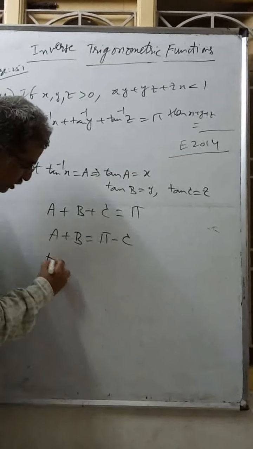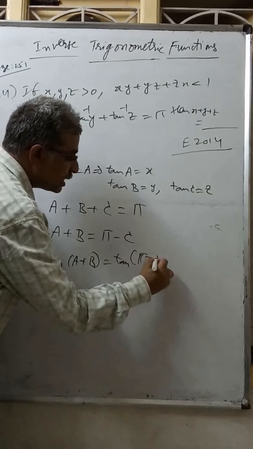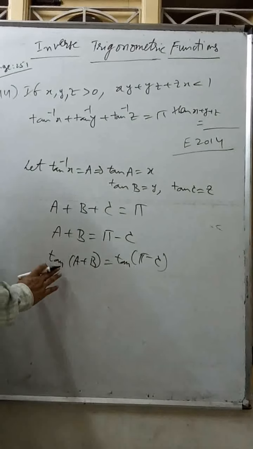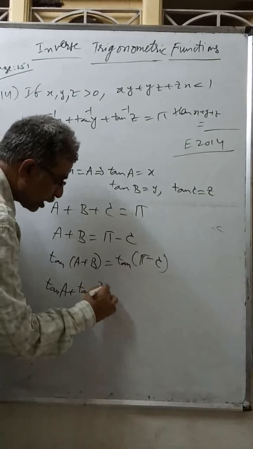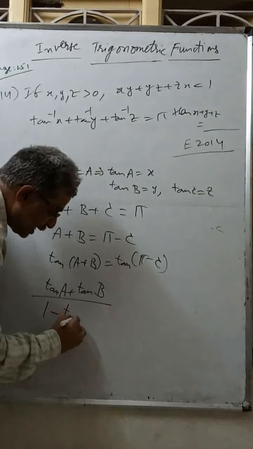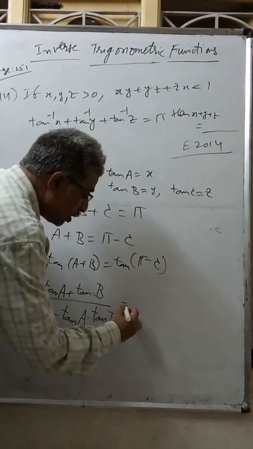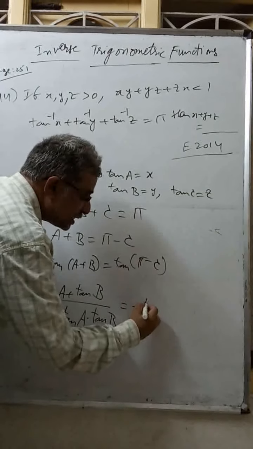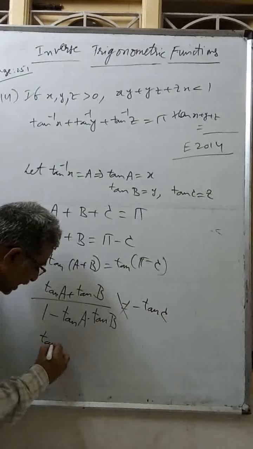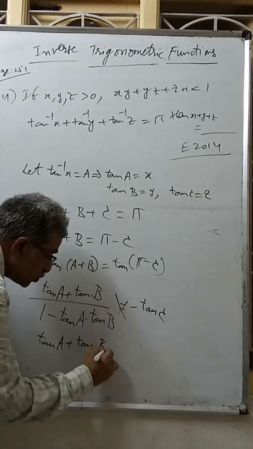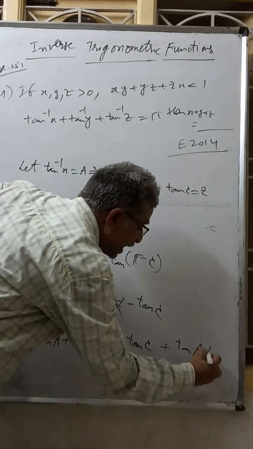Applying tan on both sides. So tan of a plus b equal to tan of pi minus c. Tan of 180 minus theta is minus tan theta. Now this is the tan of a plus b formula: tan a plus tan b by 1 minus tan a tan b equal to tan of 180 minus theta, which is minus tan theta. By cross multiplication, we will get tan a plus tan b equal to minus tan c, minus of minus plus tan a tan b tan c.